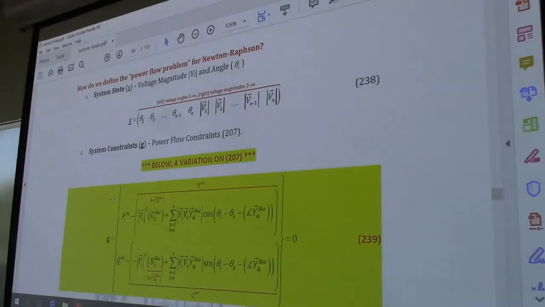Okay, so last time we didn't really get into the nuts and bolts of how we apply the Newton-Raphson to a power problem.